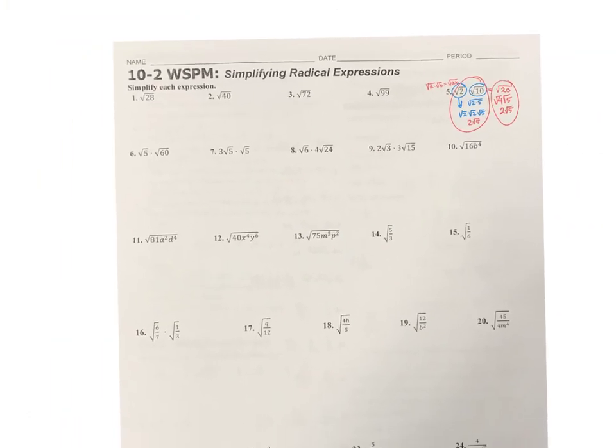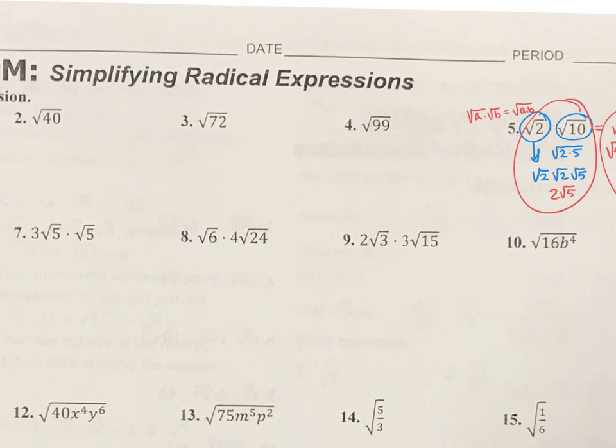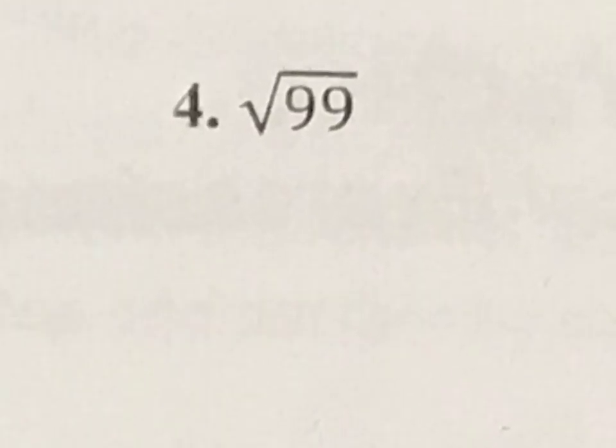We have our homework, 10.2 WSPM, and we have a lot of them with just numbers, and we have some of them with numbers and variables. So like number 4 that just has a number, 99 is not a perfect square number. So I'm going to rewrite that with multiplication to get a perfect square number. What perfect square number am I going to use? 9. 9 is a perfect square number times 11.